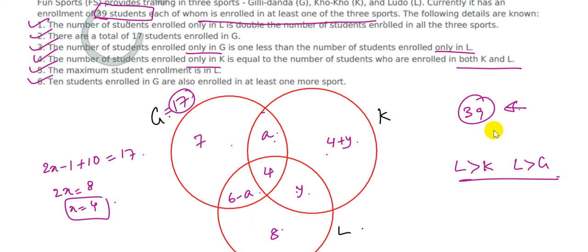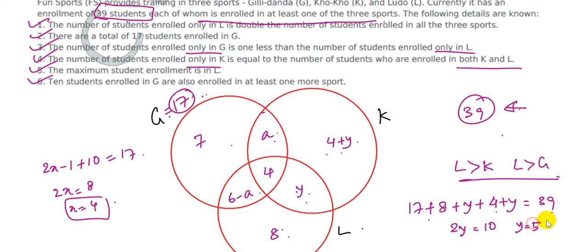So now I'll use the second condition, that the sum total of all of this will be 39. Now the sum total of g, which means all of this included, is 17. So 17 plus 8 plus y plus 4 plus y, all of this adds up to 39. So that means 2y will be equal to 39 minus 25 plus 4 is 29, that's 10. So y is 5. So now I got the value of y also. So let me replace y.